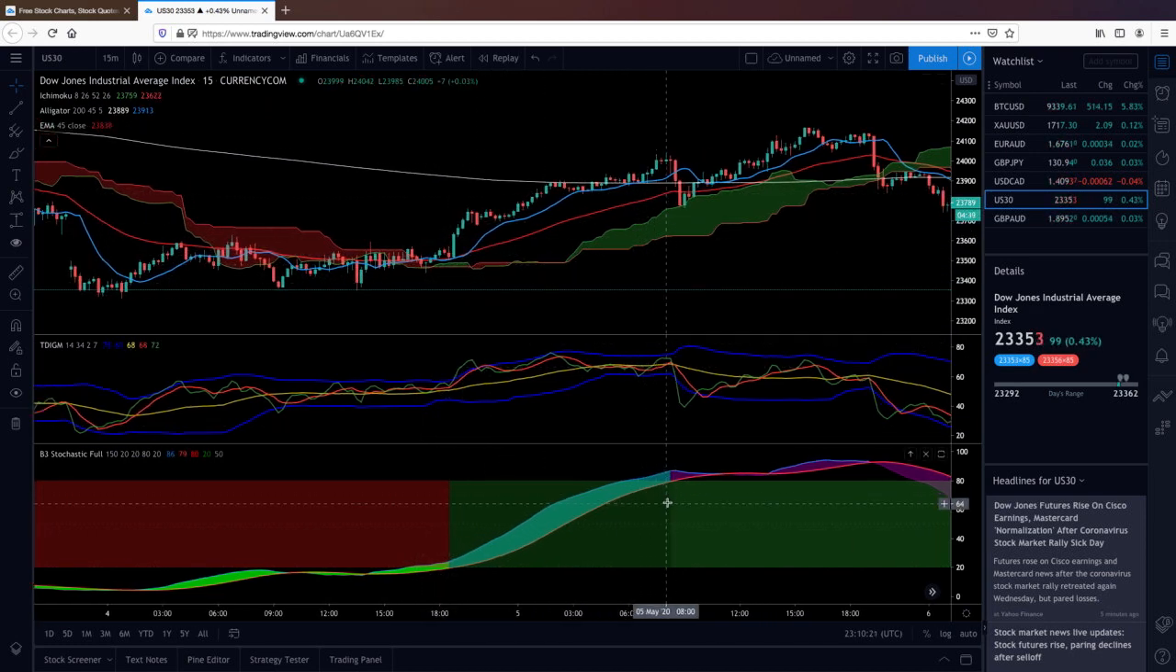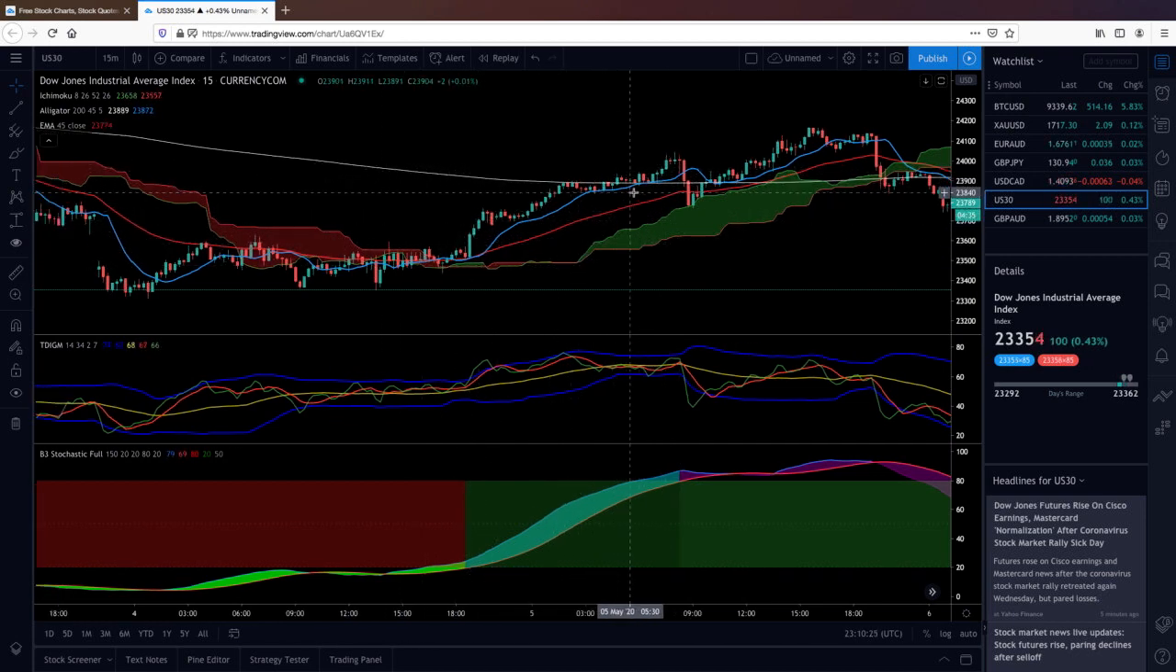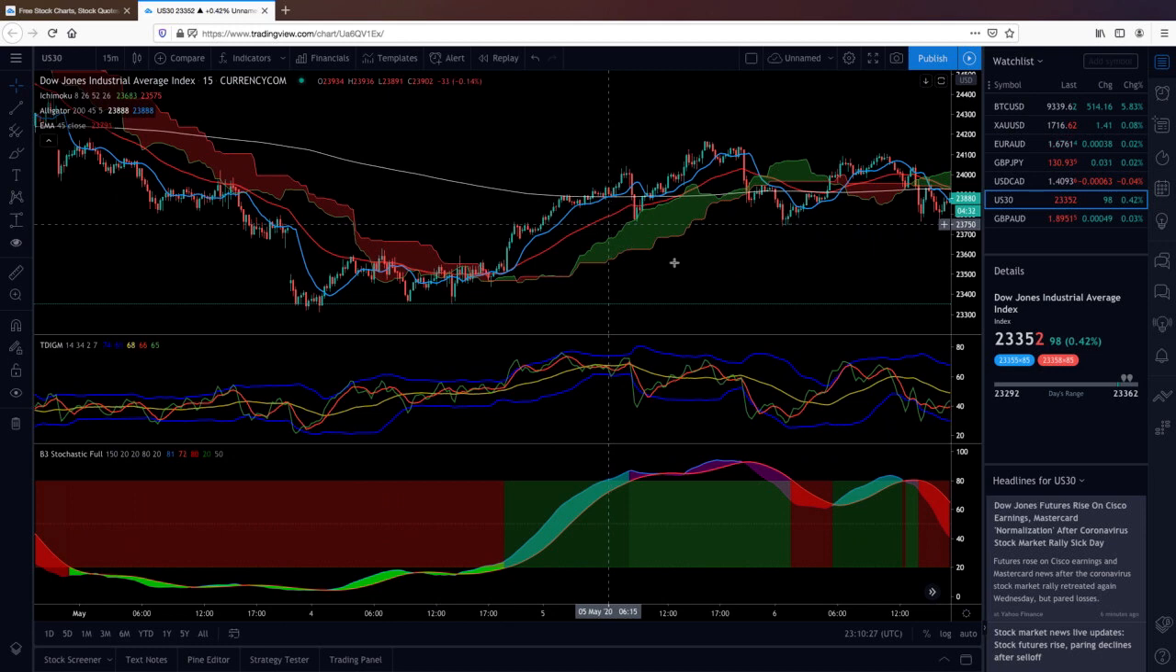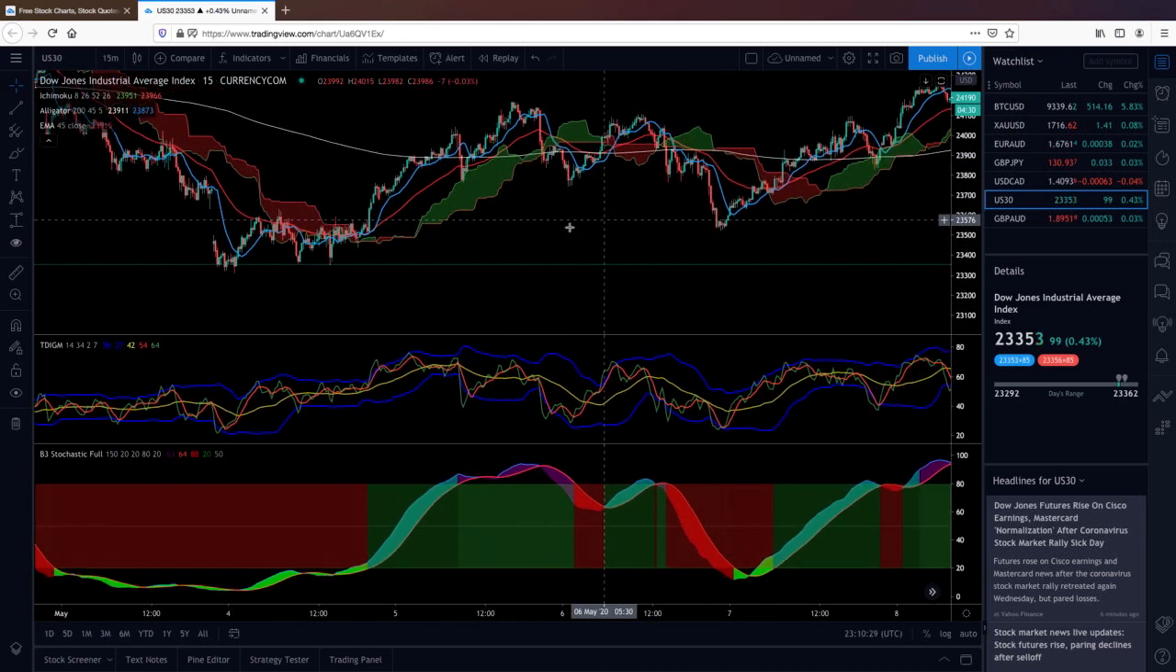Remember what I told you about the purple? The trend is about to change. It consolidated. It don't want to go down. It's going on the uptrend. The trend is going up.